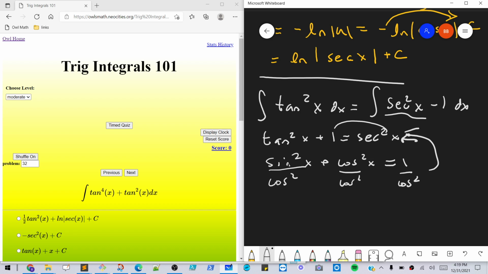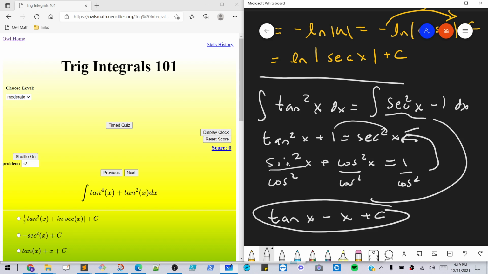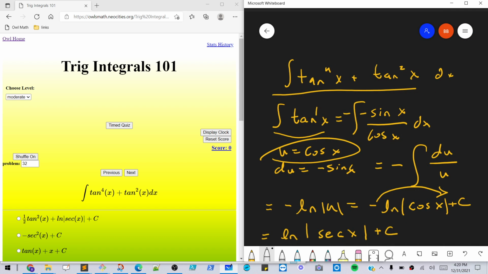And we know the integral of secant squared, because the derivative of tangent is secant squared. So this integral is going to be tangent of x minus x plus c. So that's our tan squared, and that's going to be part of our answer up here. So we're looking for tan squared, and we have our tan squared.